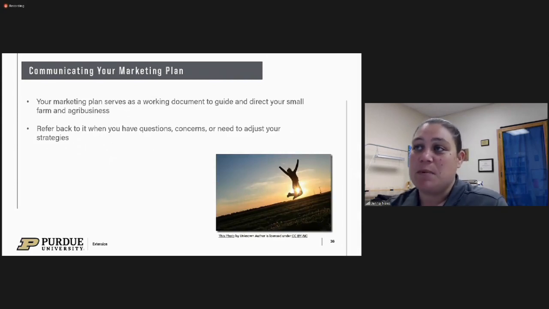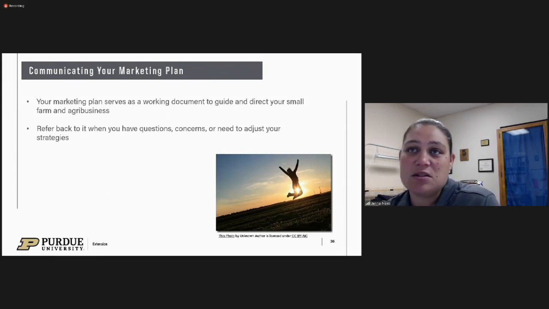One thing to keep in mind with the marketing plan, as I've kind of hinted at over the last few slides, is that it is a working document. And it is going to guide and direct your farm and small business. But because it is a working document, you always need to refer back to it when you have questions, when you have concerns, when you need to make adjustments because you're realizing there's another niche market that you can head towards. So constantly take time to review your marketing plan, make updates, and still communicate those updates to the important parties within your small farm and agribusiness so you can be successful and have a great business that is able to be passed on for generations if you would like.